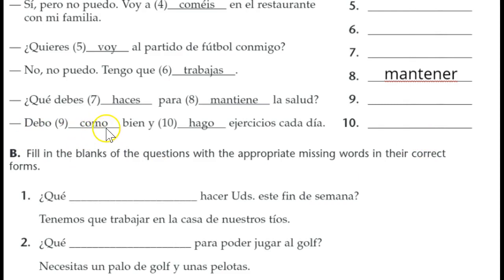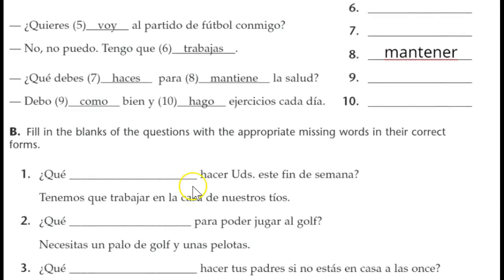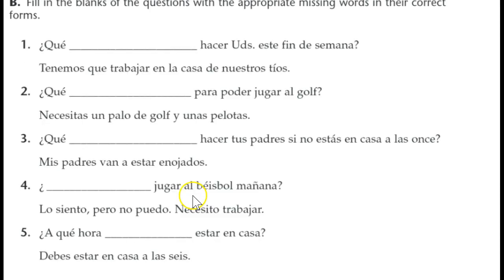Debo, and this is to eat, right? This should be to eat. And then to do, or to make ejercicios, to exercise. We in Spanish use the verb to do or to make there. So go ahead and put in the answers for yourself. Now I gave you guys 5. Okay, fill in the blanks of the questions with the appropriate missing words in their correct forms.